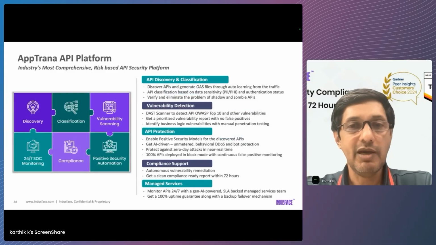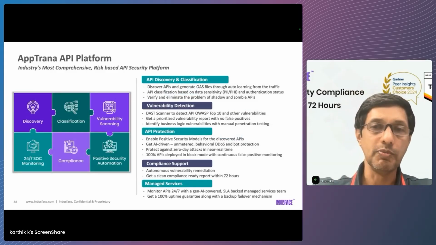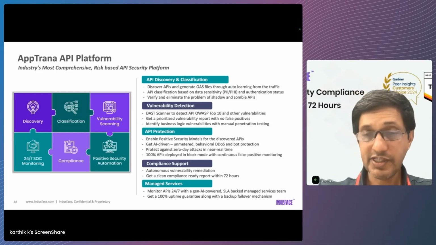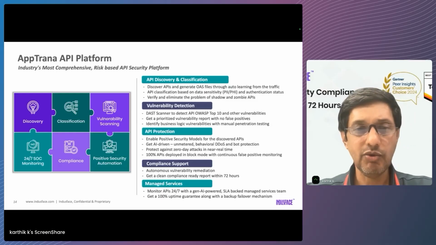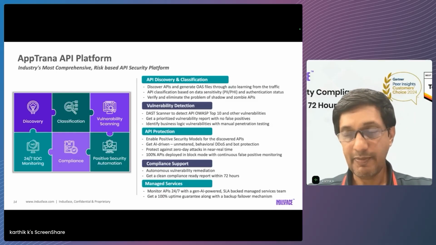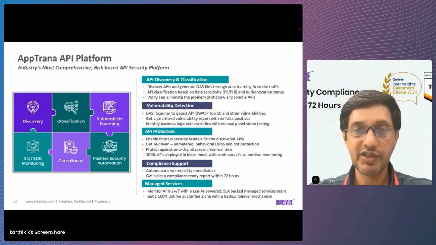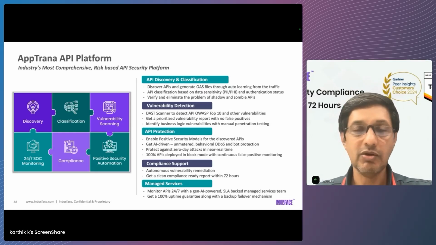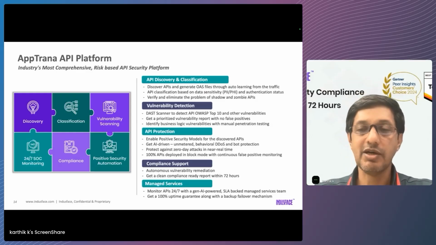So what is the AppTrana API platform? It's a full loop. It starts with discovery and classification, scanning for vulnerabilities like I showed you, and API protection, including positive security models, so that it will automatically block attacks and scrub your traffic.